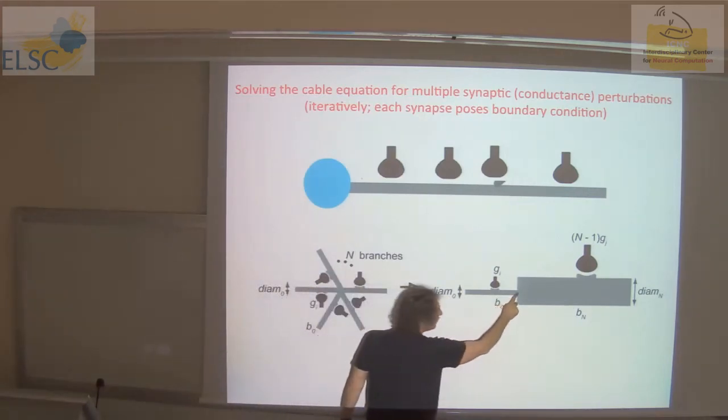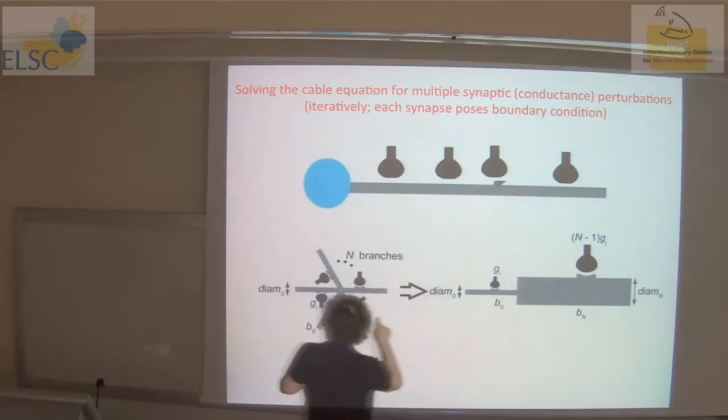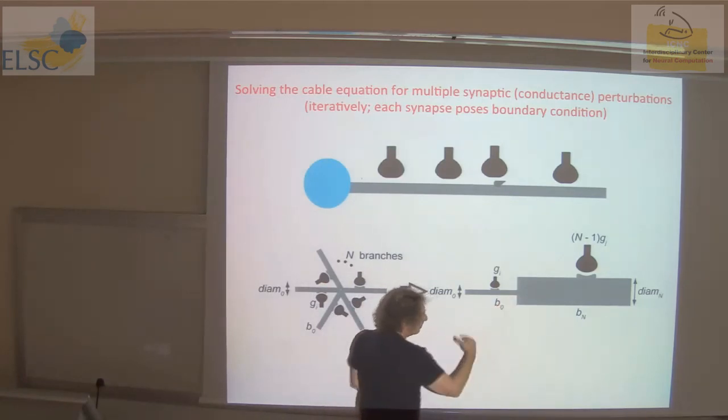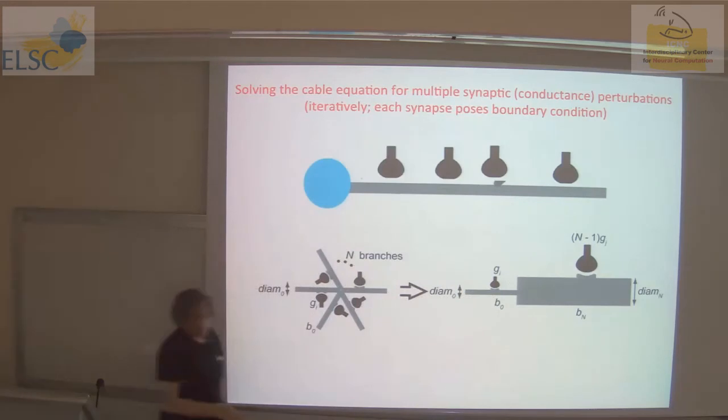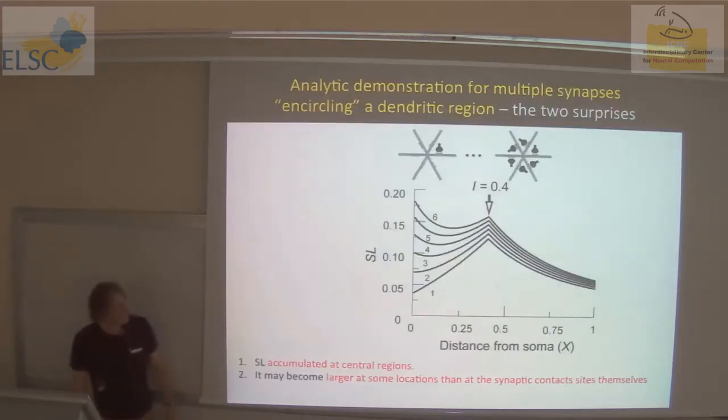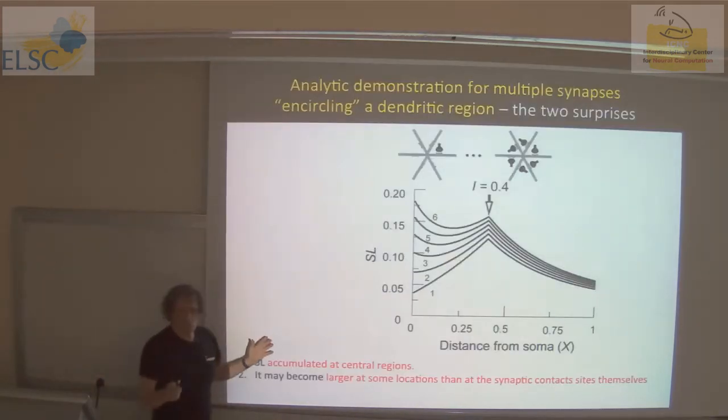And so, for example, if I want to see what will be the shunt level here, let's call it the soma, this is, let's say, the soma. What will be the shunt level at the soma as a result of these two synapses, or of these n synapses? I can do it analytically, and I can solve this. And here is the second surprise.